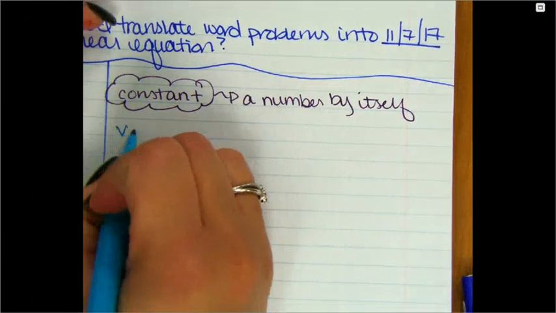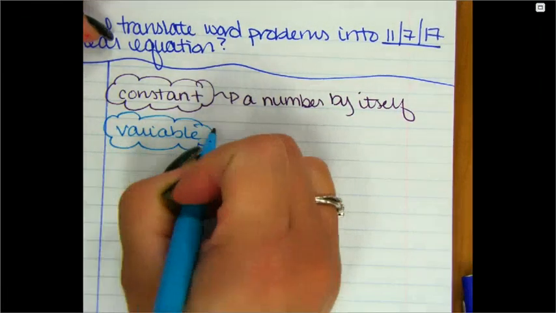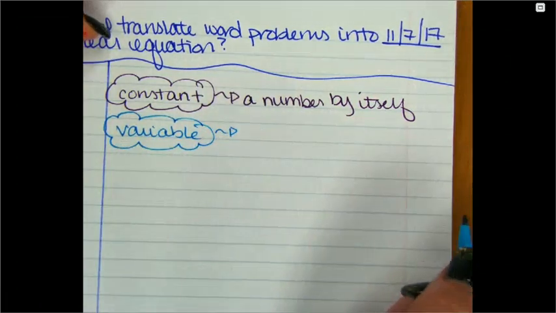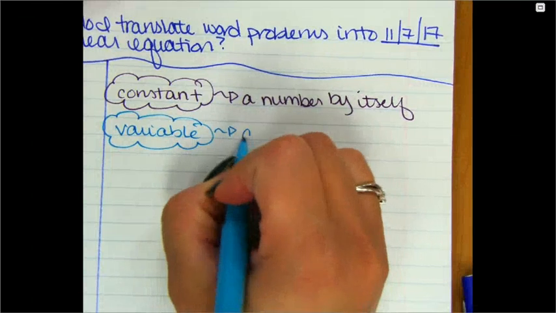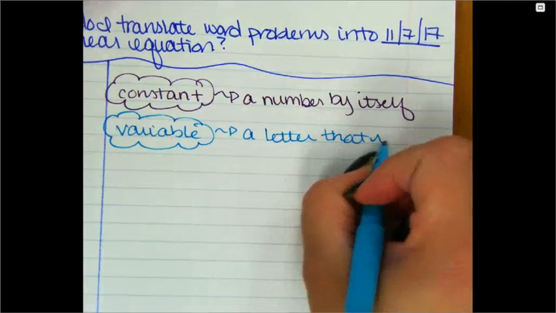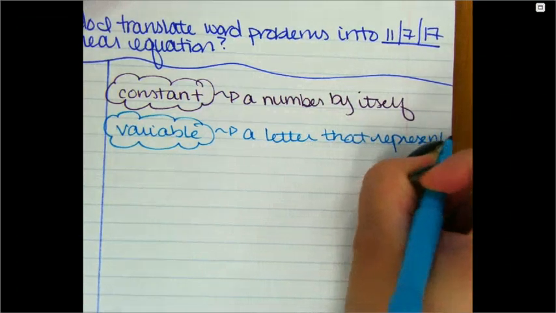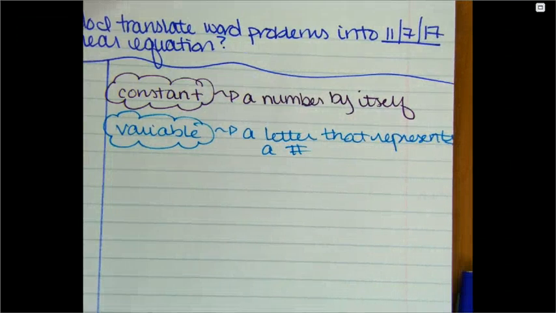Next word is variable. Variable is what? A letter that represents a number.